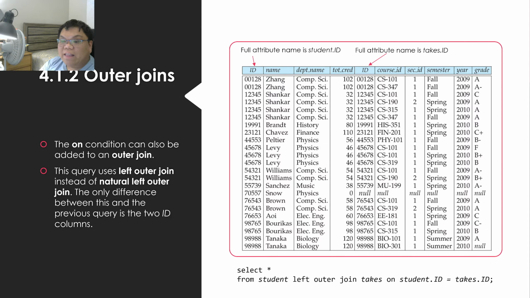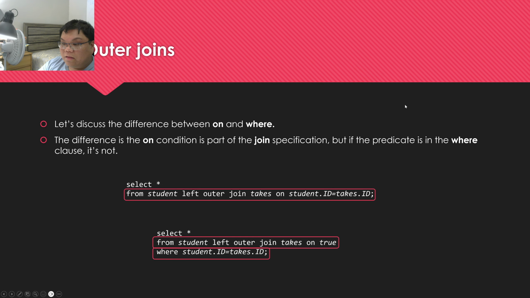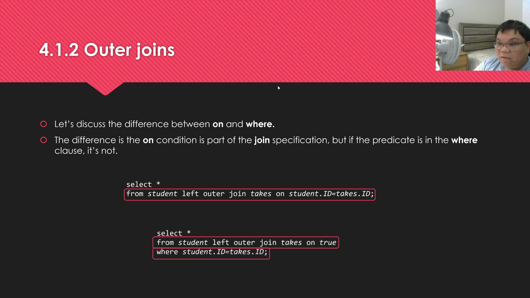By the way, we can also add the on condition to an outer join. This query uses left outer join instead of natural left outer join. The only difference is the fact that there are two ID columns. Let's further discuss the difference between on and where. The difference is the on condition is part of the join specification, but if the predicate is in the where clause, then that condition is not part of the join specification.